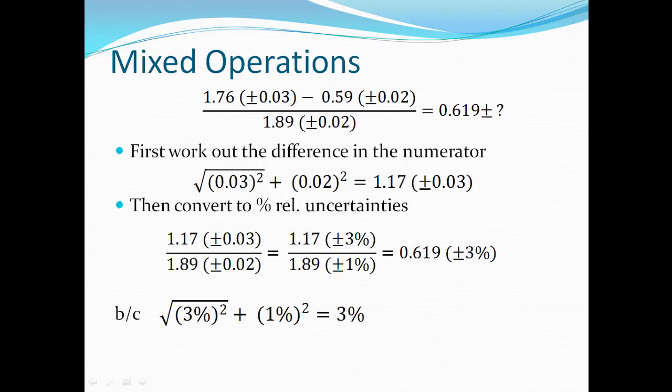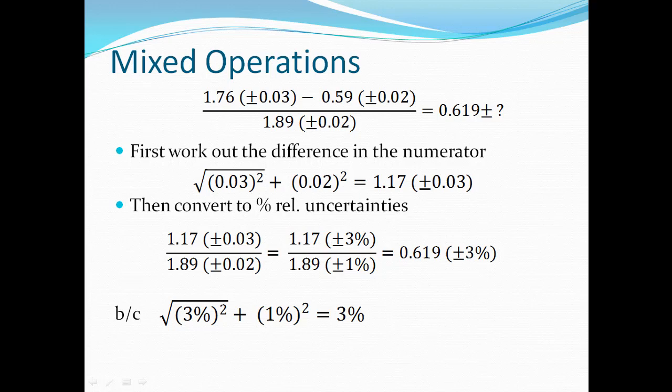So what if you had a problem that involved both addition and/or subtraction plus multiplication and/or division? The way you do that is exactly how you would do it if you didn't have any errors associated. You follow the same order of operations that you would normally. You would take care of your addition and subtraction first, and then once you're done with that, you multiply or divide. So that's what we're going to do here with the errors as well.